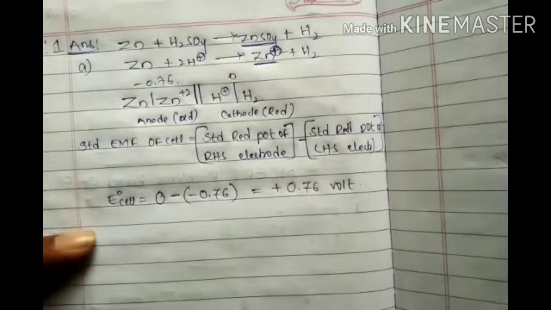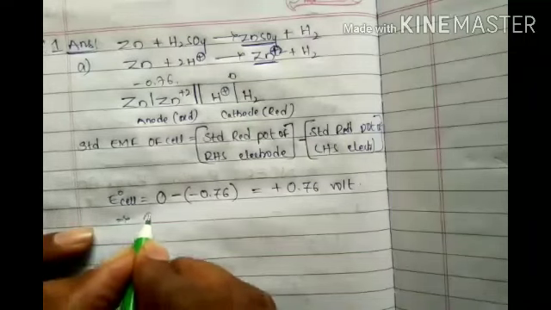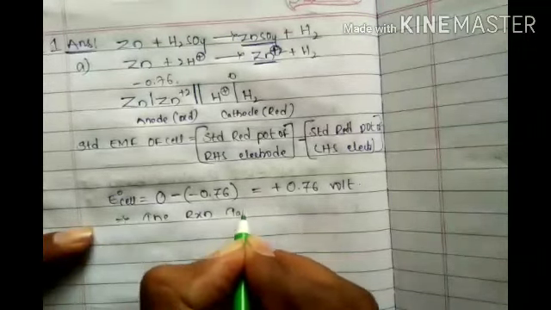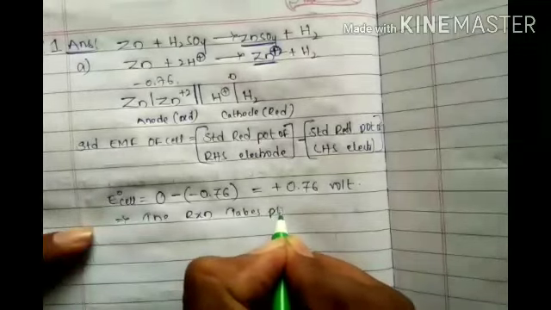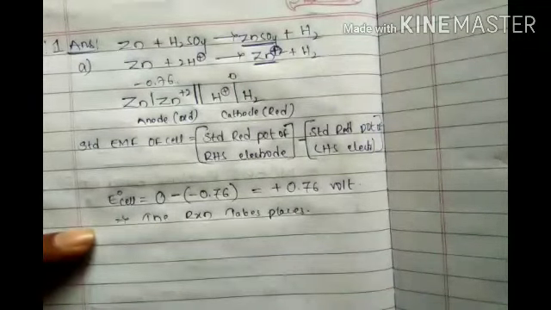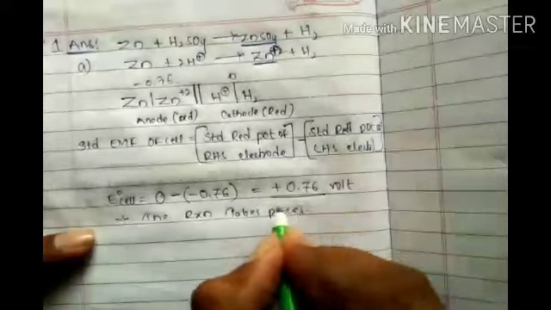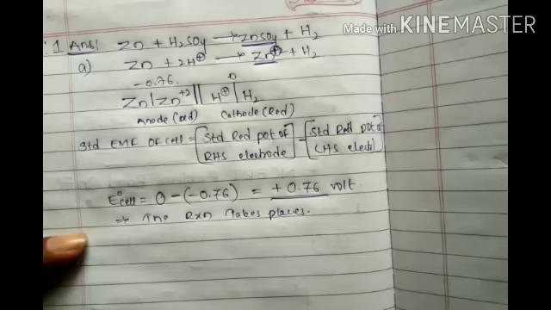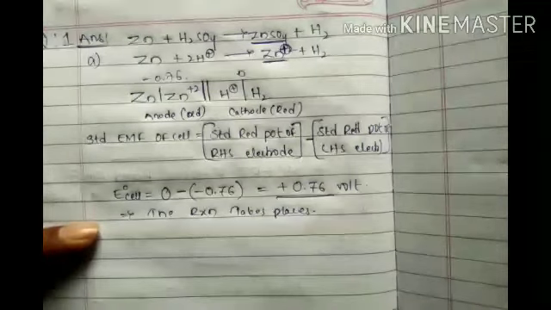So the reaction takes place. Positive value is coming, so the reaction takes place. This means hydrogen gas is produced. When zinc and sulfuric acid react, H2 gas will come out. This is question A.